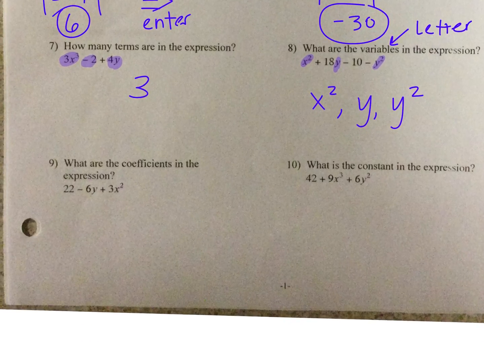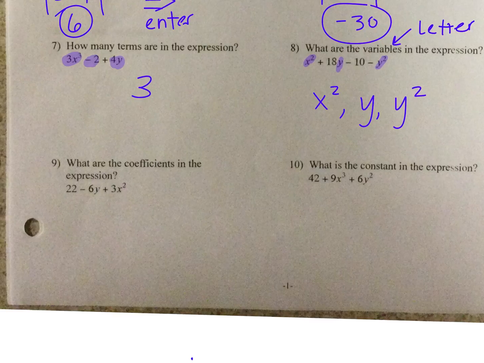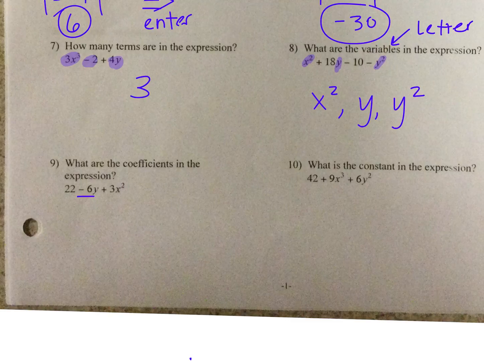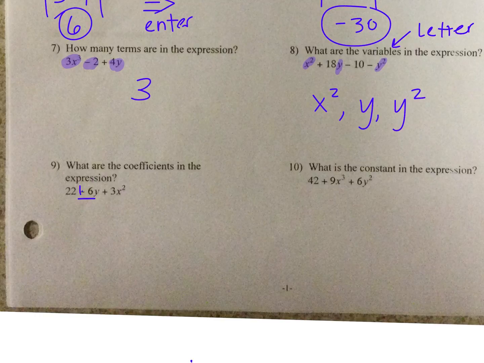Number 9, what are the coefficients in the expression? A coefficient is the number before the variable. So right here, in this first one, we have this 6, but it says minus 6, which I can say plus negative to remind me that's a negative 6. And then we have 3x squared, so my other coefficient is that 3. So your answer has to be negative 6, 3.